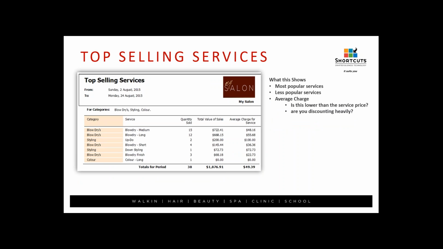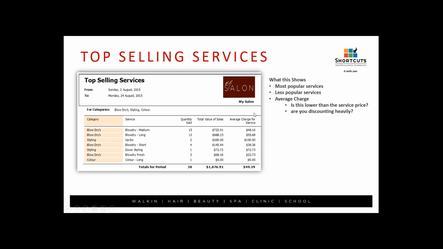So this is going to be looking at the services, the top selling services based on their value. So it'll give us the quantity. So I've had 15 medium blow dries sold during this period. The total value was $722. And then it's going to give you the average charge for the service.